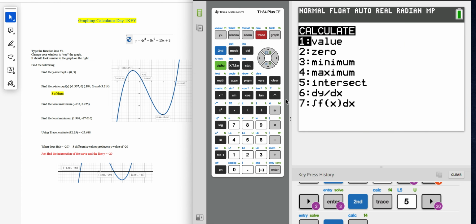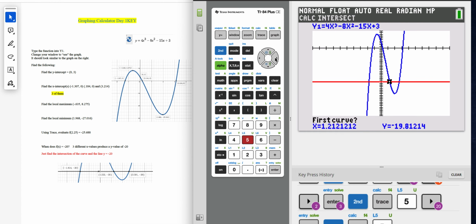And second calc, intersect again. Scroll, scroll, scroll, scroll, scroll. It doesn't matter if I'm past it. And it finds it. Okay? Those are the three intersection values of those curves.